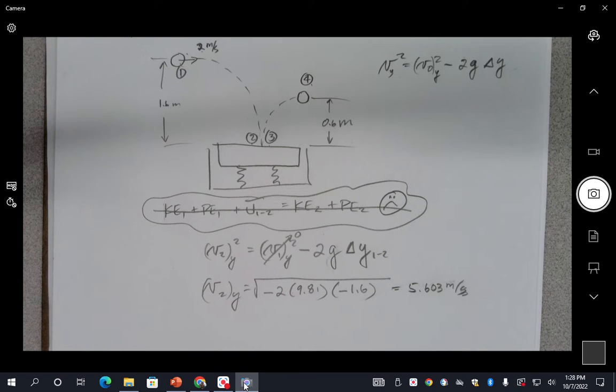So it's got no kinetic energy. It might have some kinetic energy, I'm sorry, because it's still going in the x direction.